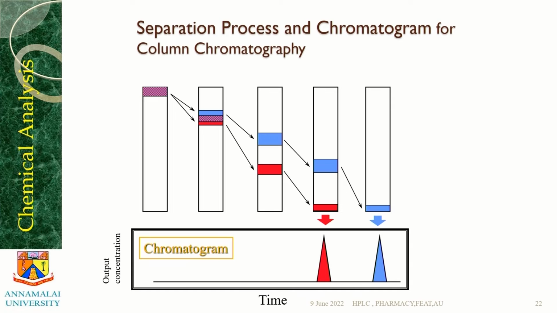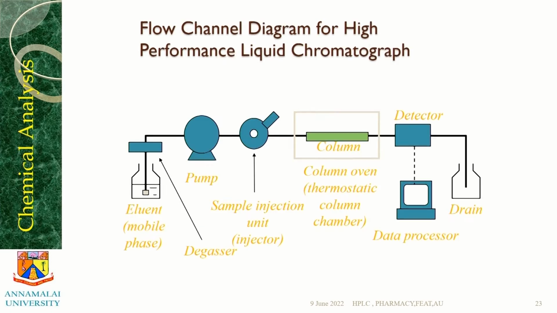Separation process and chromatogram for column chromatography. The three different colors, red and blue. Red has less affinity towards the stationary phase, so it comes out first, and blue has more affinity towards the stationary phase, so it comes out later. It is a typical chromatogram.